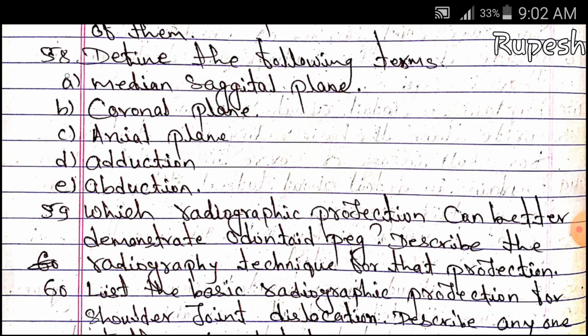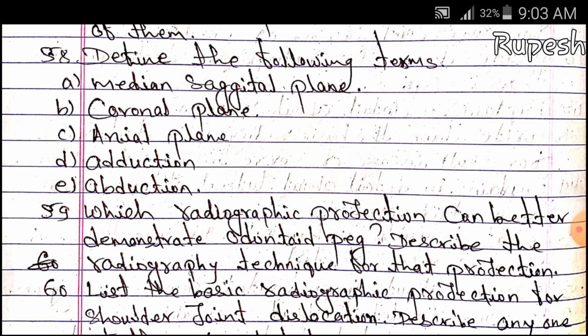Question number 58. Define the following terms. Point number A, median sagittal plane. Point number B, coronal plane. Point number C, axial plane. Point number D, adduction. Point number E, abduction.